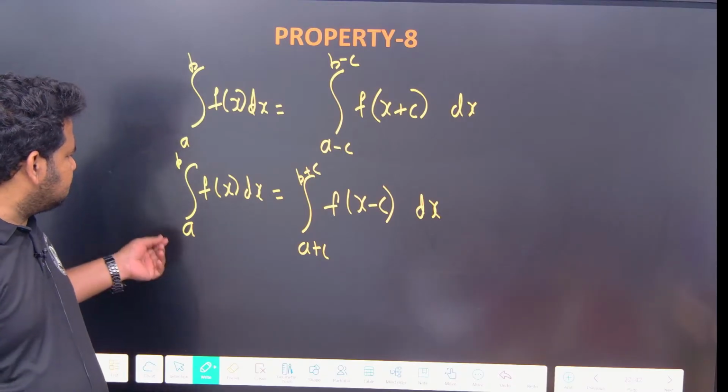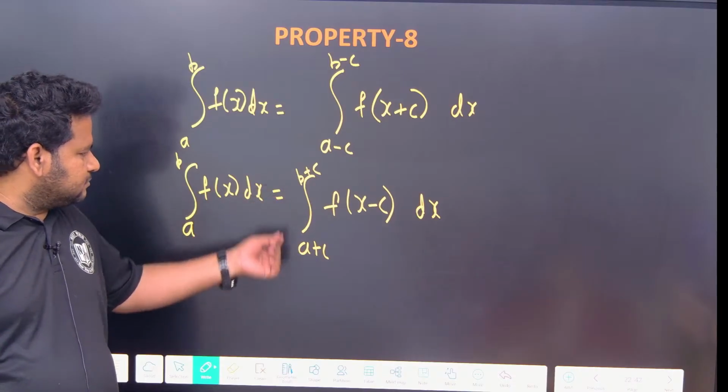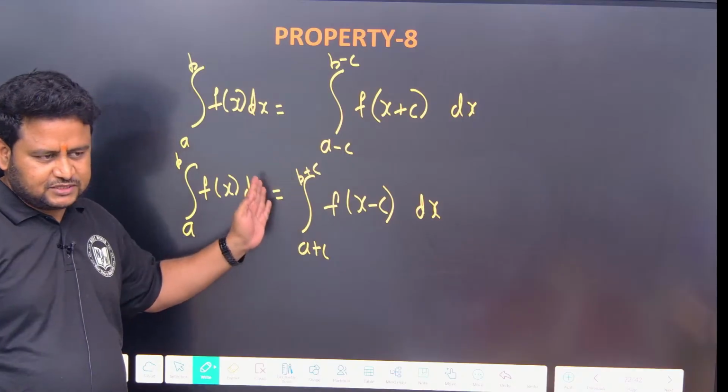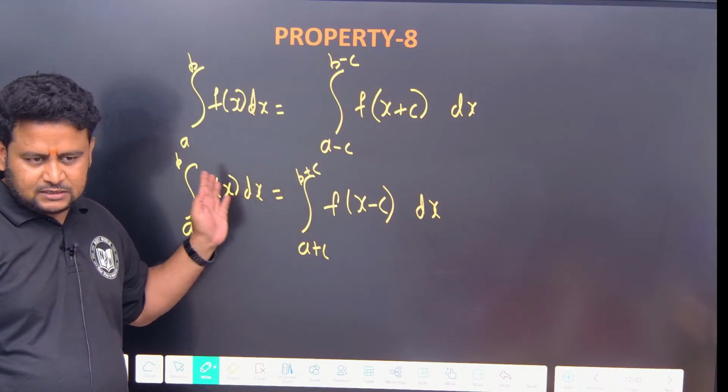Okay. So this is a to b f of x dx, a plus c to b plus c f of x minus c. F of minus c means here it will become what? This one. Vaishnavi, Ritika, got it? This property, understood?